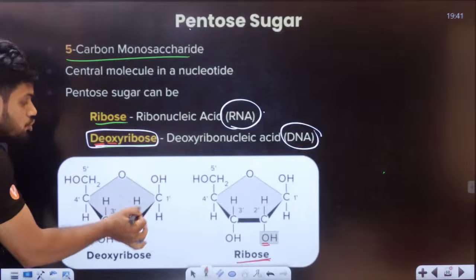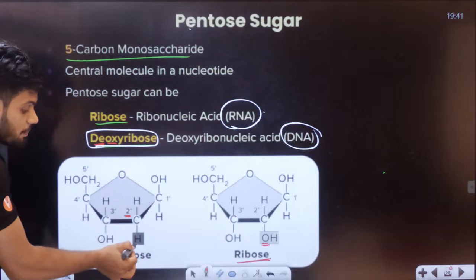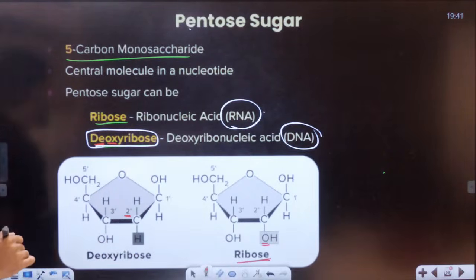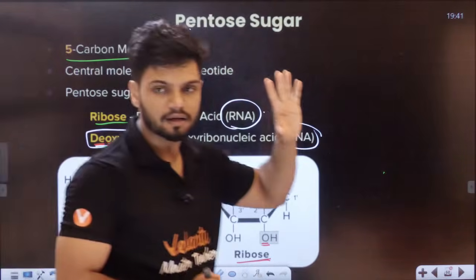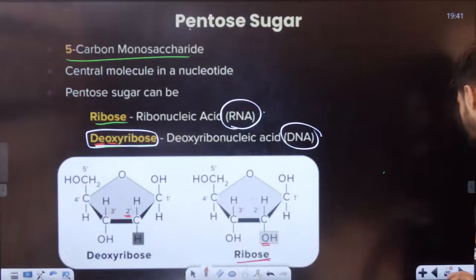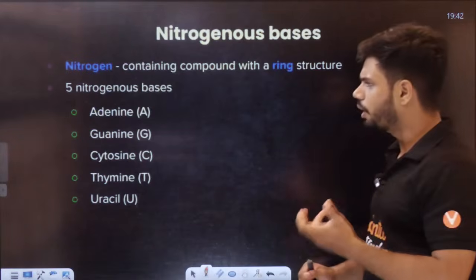In this ribose sugar, one oxygen is missing in the case of deoxyribose, and it is found in the case of your DNA. Ribose is found in the case of RNA, students. That is the pentose sugar difference in RNA and DNA, students. Now, what about nitrogen base, students?